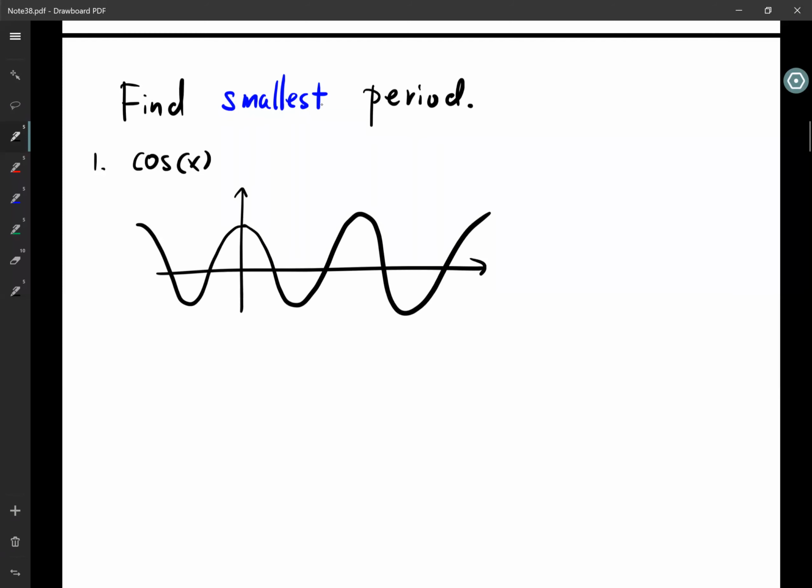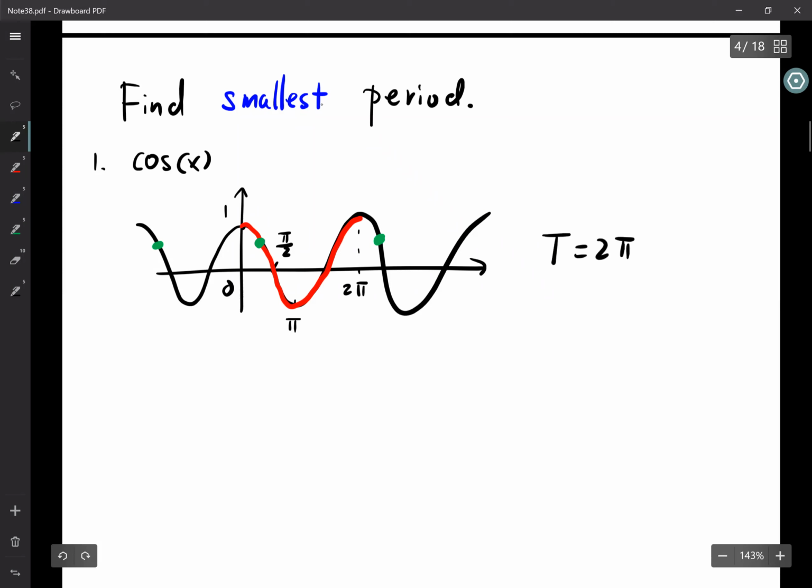And we know that this is 0, and then at pi/2, this is going to be 0. At pi, this is going to be -1. At 0, this is 1. And at 2 pi, this becomes 1 again. So we have identified that indeed, if you take any point from 0 to 2 pi, and I go from here, add 2 pi, I get exactly the same value. I subtract 2 pi, I get exactly the same value. And there cannot be any period that's smaller than that. So T is 2 pi. So this is example 1.